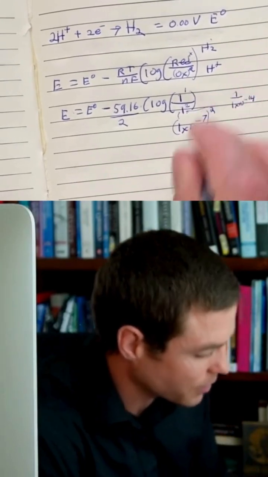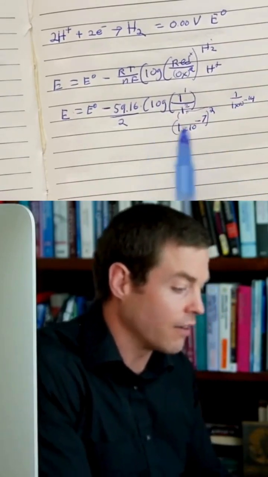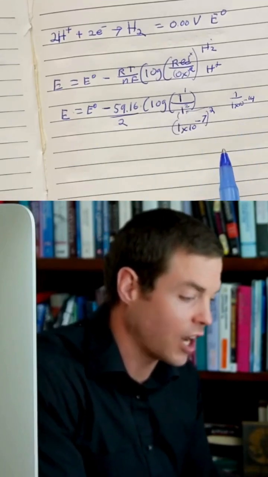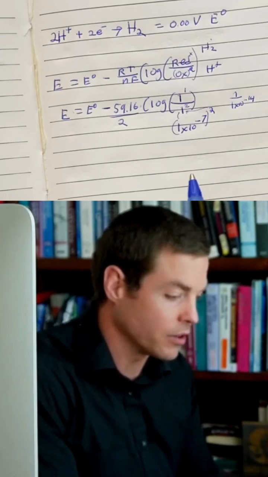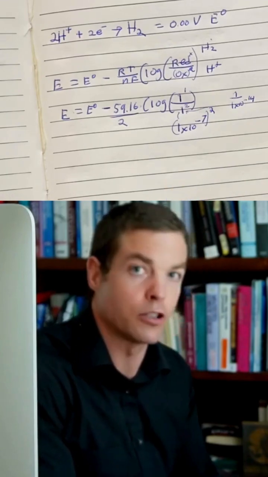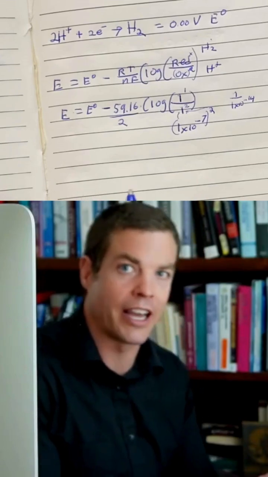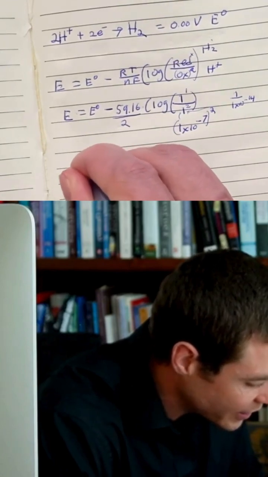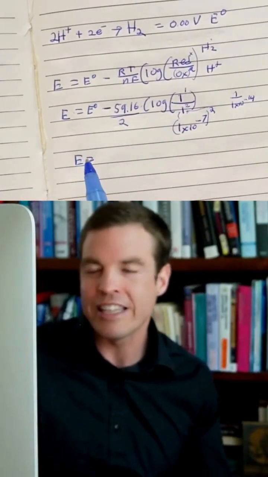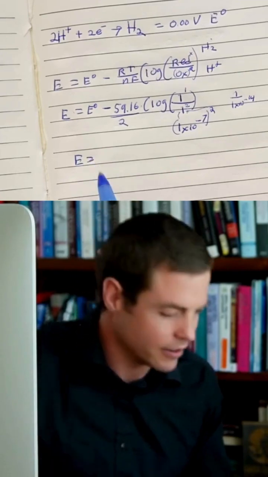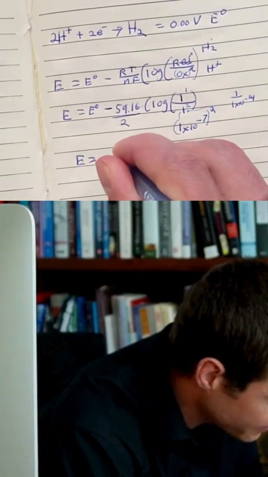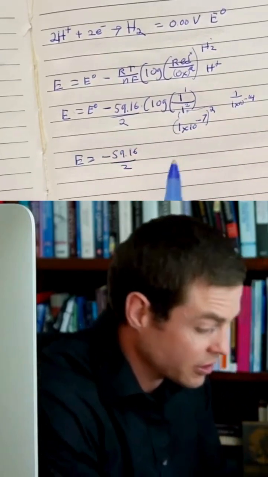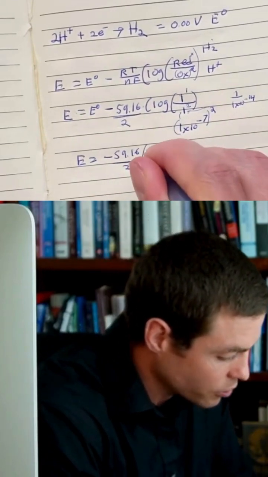Probably not able to see that very well. Now it's going to be the log of this fraction. However, this is negative 14, so we can just move the 14 on top, and it'd be 1 times 10 to the 14th power. We take the log of that and we get 14. So now let's rewrite this: E equals E naught. We look at the table, well, E naught's already 0, so we don't have to write that. So let's just go equals negative 59.16 divided by 2, and then we just did the log, and that's going to be 14. So we put 14 right there.